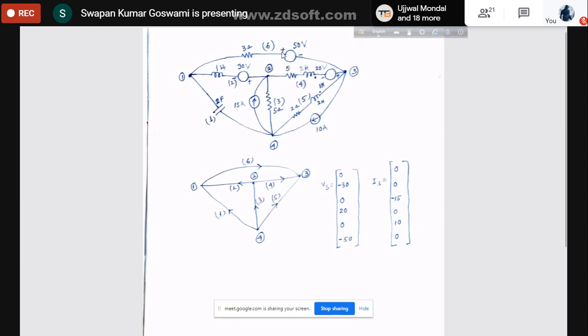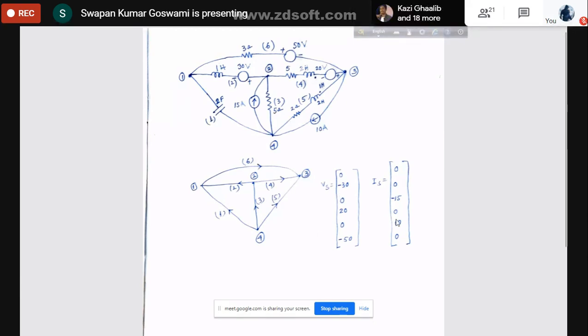Element number 6 is again a voltage source with this terminal positive and this terminal negative. What is the chosen direction in the graph? It is in the opposite direction. So this source again will be minus 50 volt. Okay, so this is how we shall form the voltage source vector. The sign will be positive if the natural direction of current flow through the source because of the voltage source is the same as the direction assigned to the element of the graph. And if they differ, if they are opposite, then the sign will be minus.